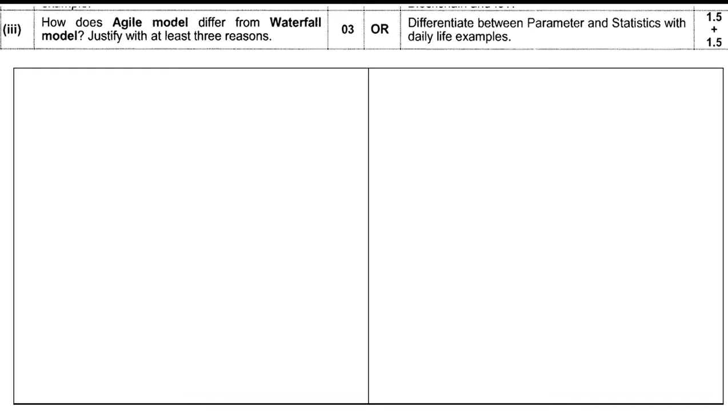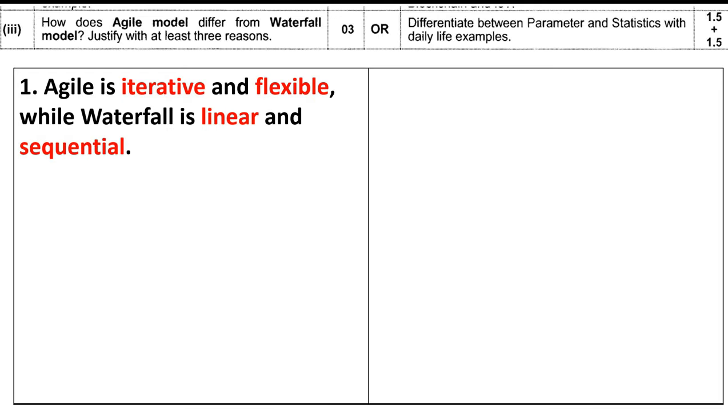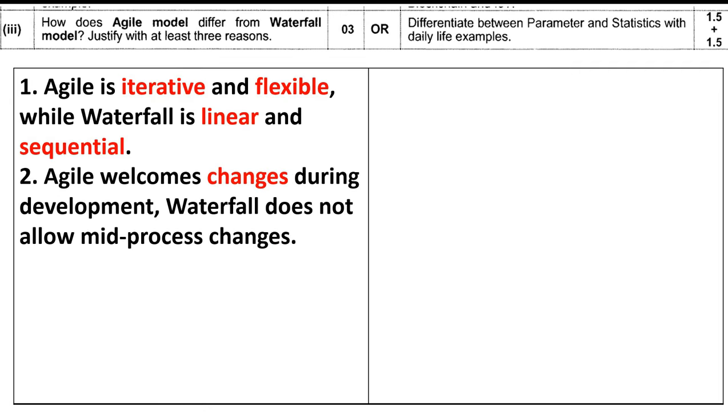The next question is, how does the agile model differ from the waterfall model? Justify with at least three reasons. This is a very, very important question. The difference between the agile and waterfall models. Number one, agile is iterative and flexible, while waterfall is linear and sequential. Agile is more flexible if you have high knowledge about the project and an expert team, then it's very easy. Number two, agile welcomes changes.